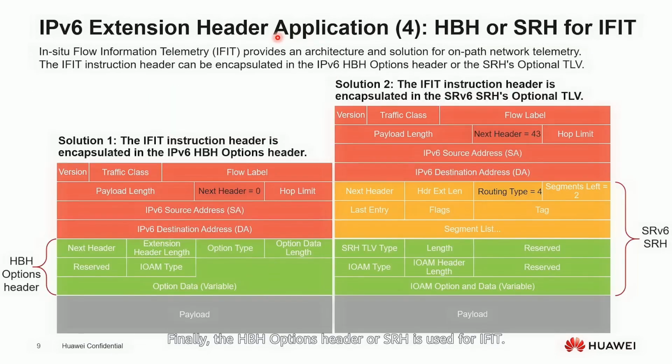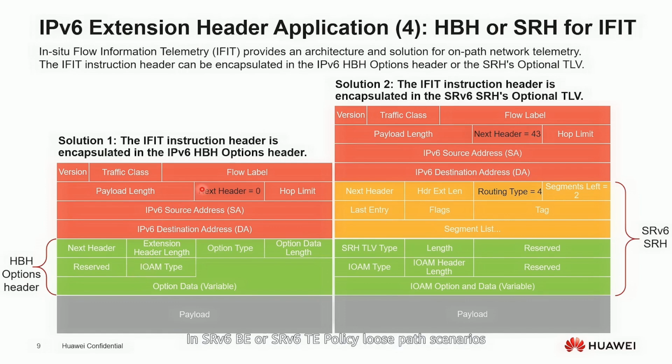Finally, the HBH options header or SRH is used for IFIT. The IFIT instruction header can be encapsulated in the IPv6 HBH options header or the SRH's optional TLV. In the packet forwarding process, iOAM information is forwarded together with packets to complete measurement. All IPv6 forwarding nodes can process the IFIT instruction if it is encapsulated into the HBH options header.